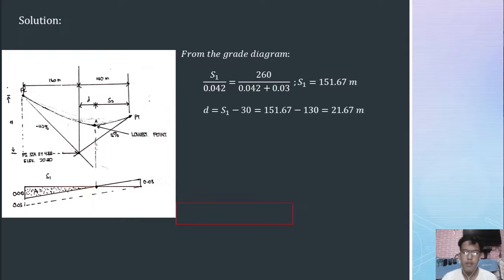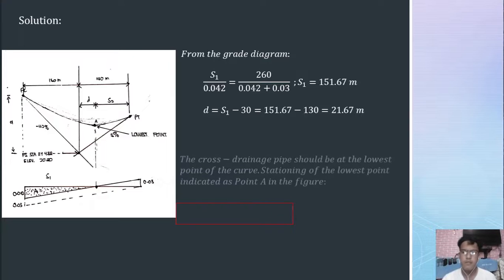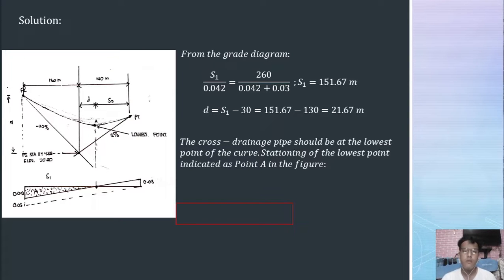Now we have to find D. D is equal to S1 minus 130. So just substitute the S1, which is 151.67 minus 130. We can get 21.67 meters. So the cross drainage pipe should be at the lowest point of the curve, with the stationing at the lowest point indicated as point A in the figure.